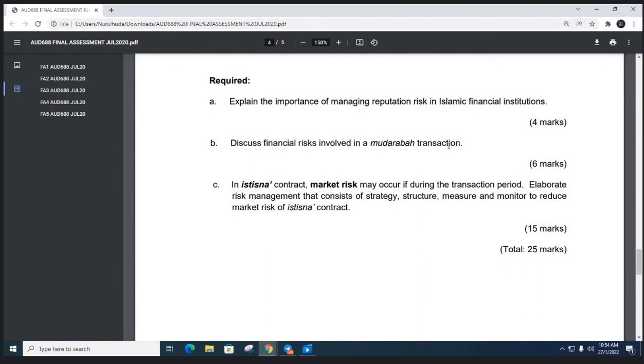It happened when the valuation of the commodity and the pricing of the commodity which are not... Kalau istisna dia involve dengan the price of the material, for example. But istisna involve construction. So market risk might occur when there is a change of price in the material, cost of production increase and so on. Okay. So how to elaborate risk management that consists of strategy, structure and monitor ni, you akan refer kepada ni lah.